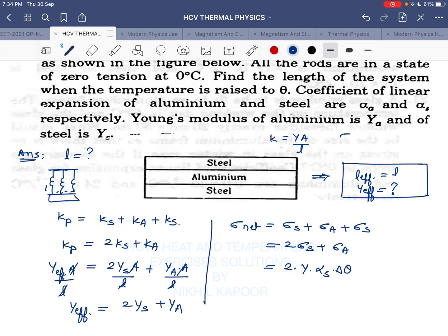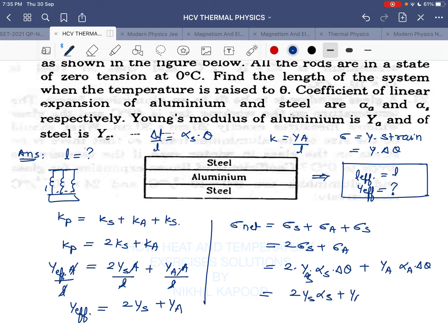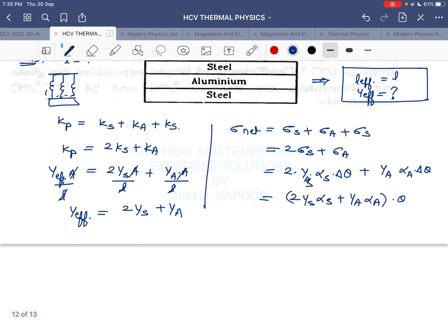That is very simple because stress is nothing but Y into strain, while strain is nothing but change in length upon original length. And as you very well know, change in length upon original length will be equal to alpha for steel into delta theta, that is change in temperature. So it will be alpha delta theta. So alpha delta theta plus Y for aluminium, alpha for aluminium into delta theta. So it will be 2 Y steel alpha steel plus Y aluminium alpha aluminium, and change in temperature theta minus 0 will be theta only.